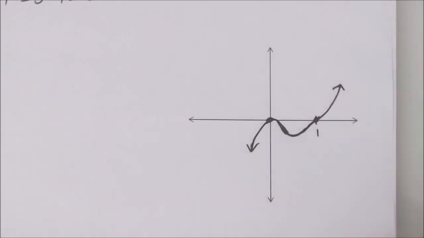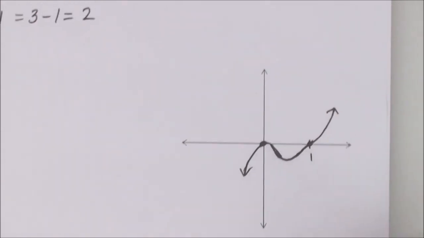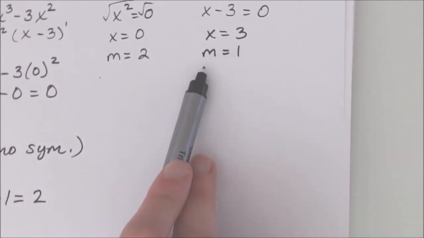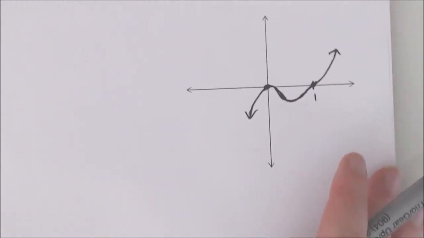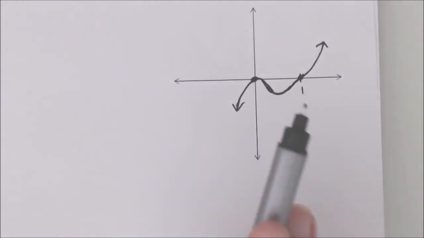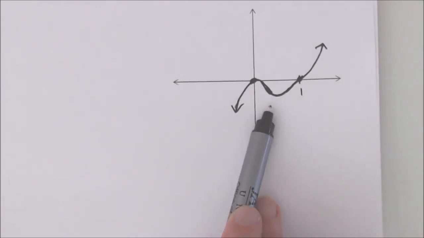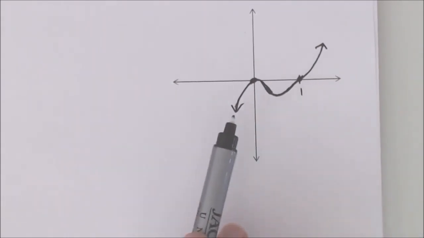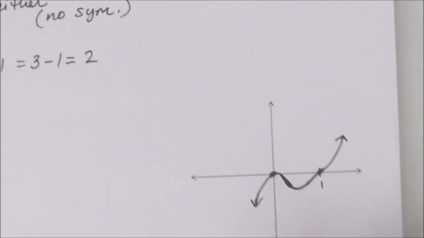Now, what was the multiplicity at the other x-intercept? Remember, it was odd multiplicity, which means the graph should cross through the x-axis there, and that's what's happening. So we've got 2 turning points, which is what we expected, and it has no symmetry. So I think we're good to go on our graph.